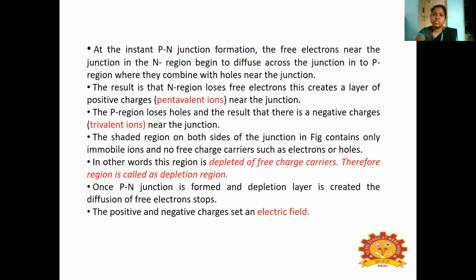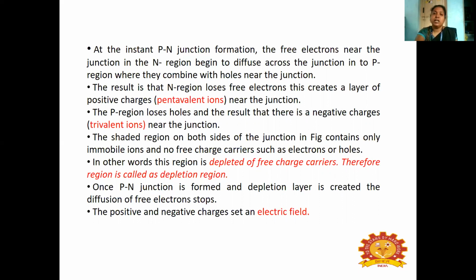So we have a positive ion and a negative ion. We call them immobile. Actually, these positive charges are called pentavalent, and negative charges are called trivalent ions, which are formed near the junction. So this is the result of the biasing. The shaded region we have now on both sides of the junction contains only immobile ions. So what is an immobile ion? Immobile ions are not free charge carriers, like we have electrons or holes.